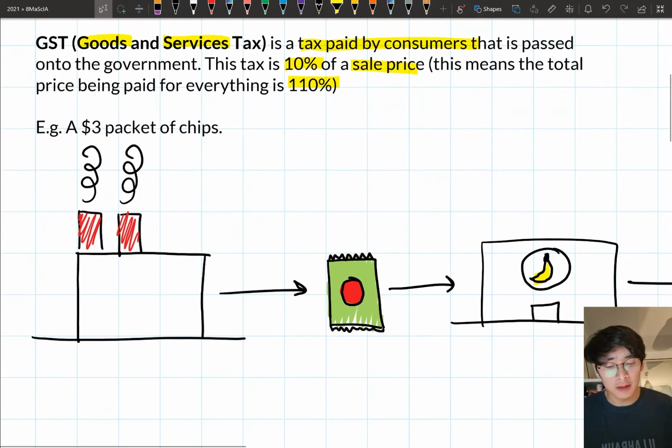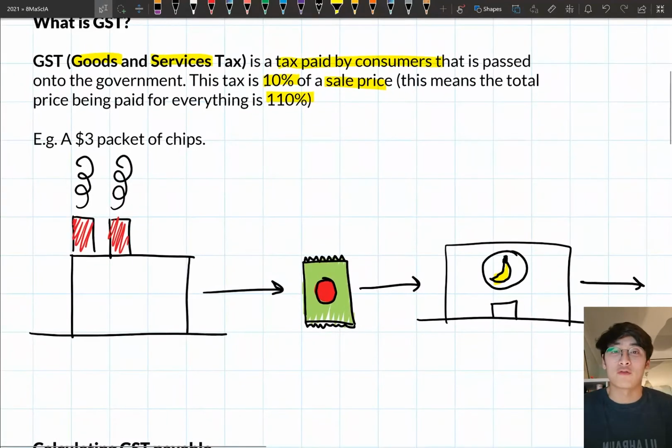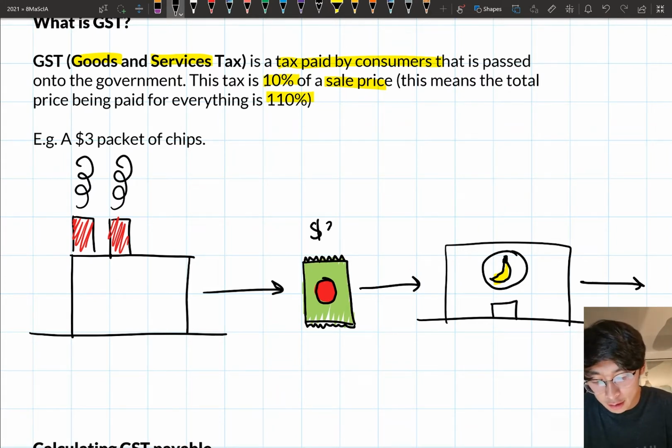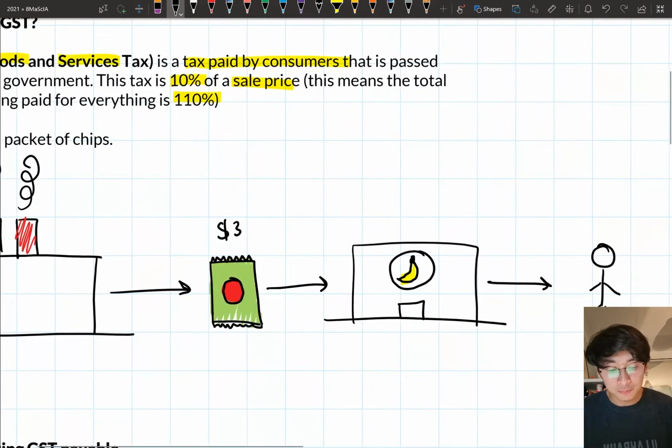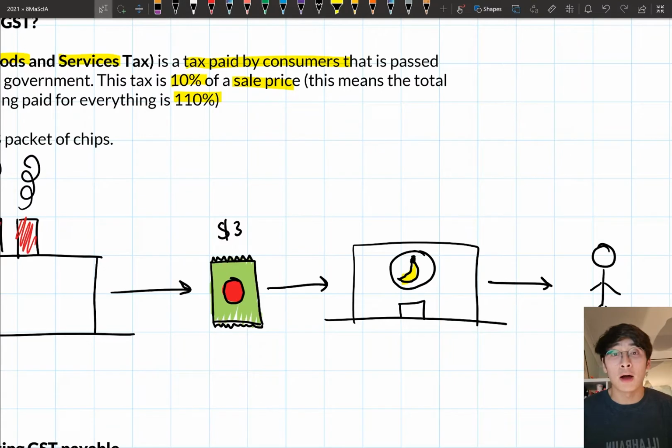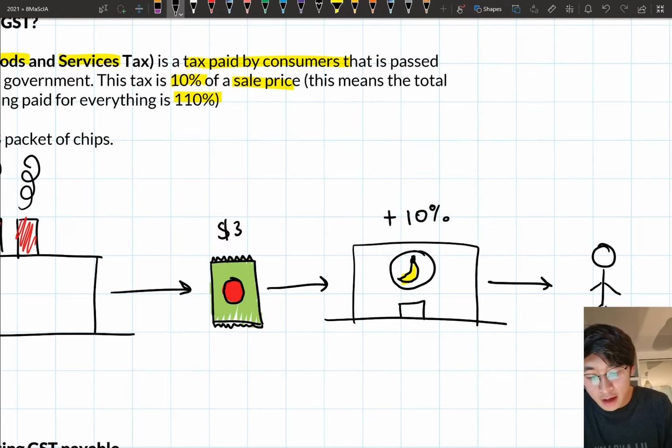Now, how does this actually work? So let's think, for example, of a $3 packet of chips. When a factory manufactures a packet of chips, they price it at a certain point. So let's say they price it at $3, and then they sell it to a supermarket, for example. And at the supermarket, what they actually do is include this additional GST. So they add on 10% of that original price, so of that $3, on top of that $3.